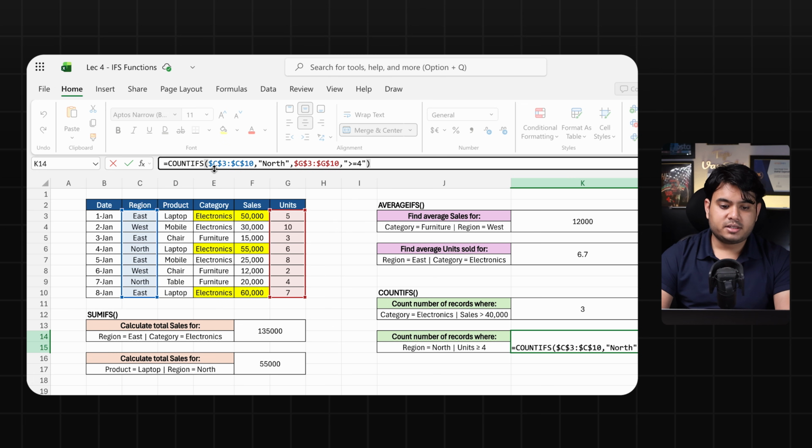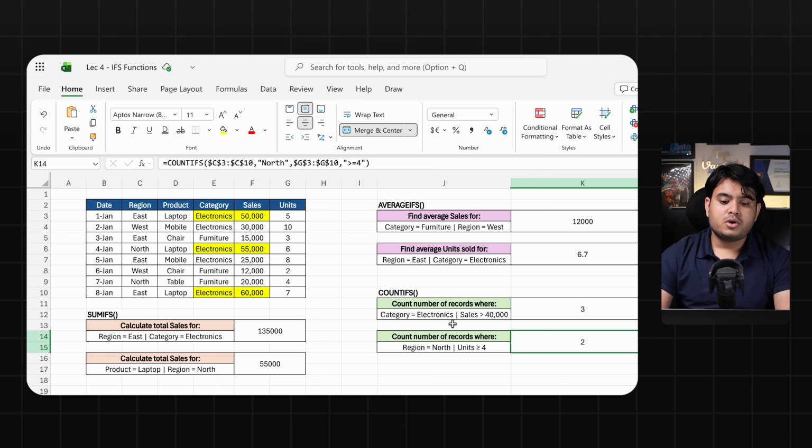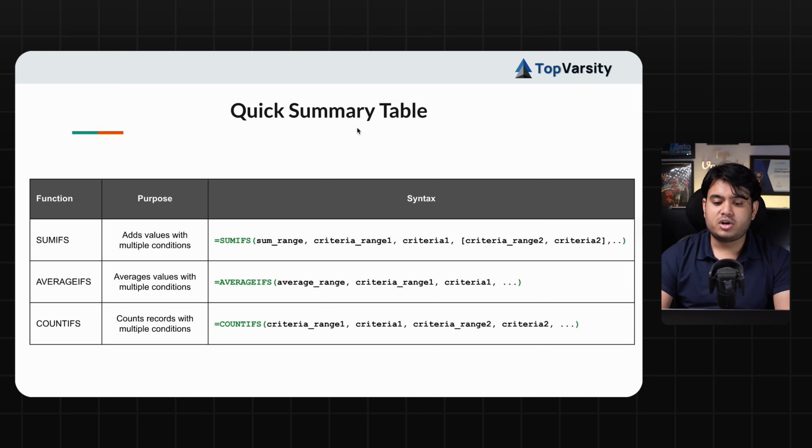Let me explain this again. First is our criteria 1 range, where I am selecting region. Criteria 1 should be north. The second criteria range is units, which should be greater than or equal to 4. I'm clicking enter and it is showing 2 as the answer. According to this, you can use these functions and solve your problems.